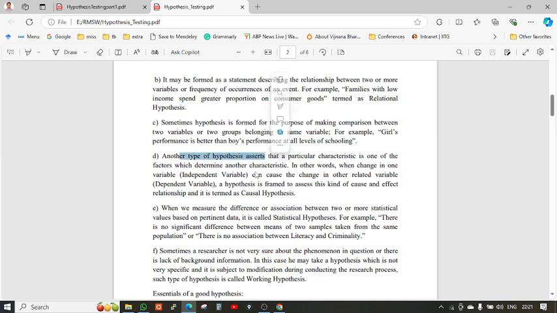Another type of hypothesis is where the particular characteristics of one factor are determined with the other characteristics. So the change in one variable, that is the dependent variable, is the main source of change in the other variable. This kind of hypothesis is called causal hypothesis or causal effect hypothesis, because one variable is fully dependent on the cause of the other variable.